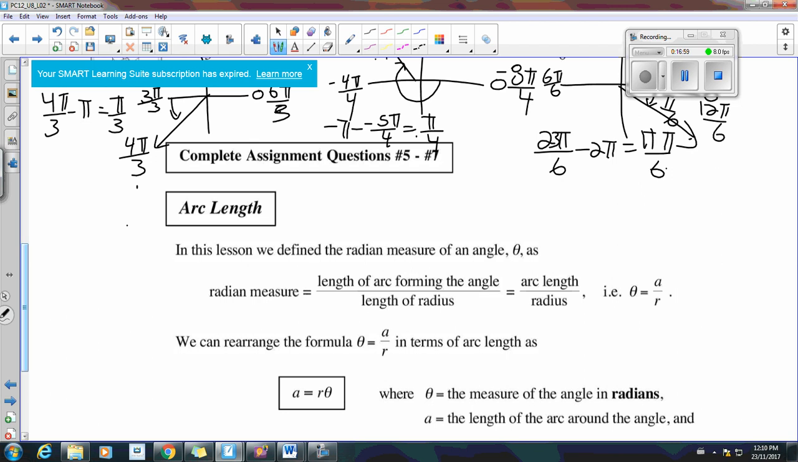Okay, the last part of this lesson, this is a long one, arc length. In this lesson we define radian measure of an angle theta as the length of the arc forming the angle, or the arc length, divided by the radius. This is a formula that is on your formula sheet.